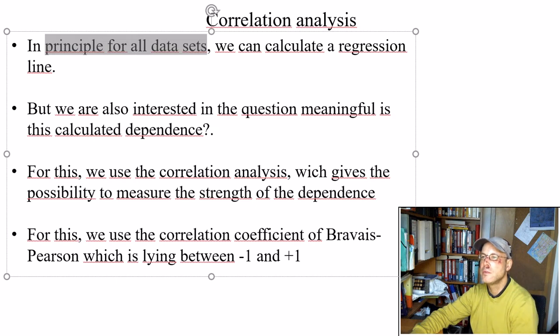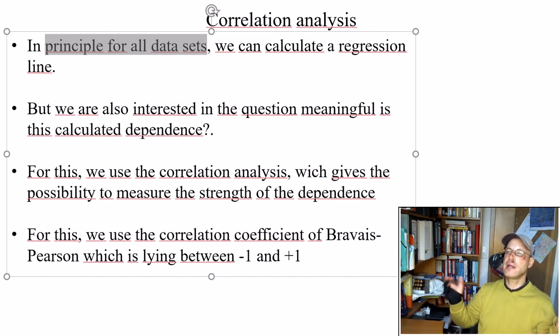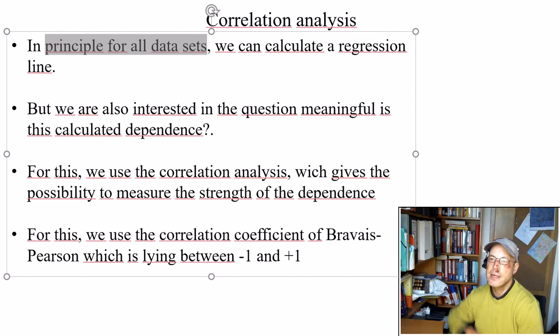Because in principle, this linear system we can always solve for A and B. And then we pose the question, well, how meaningful, how good is our regression? And this is done via the so-called correlation analysis. This correlation analysis then gives us an idea about the strength or the goodness of our fit.